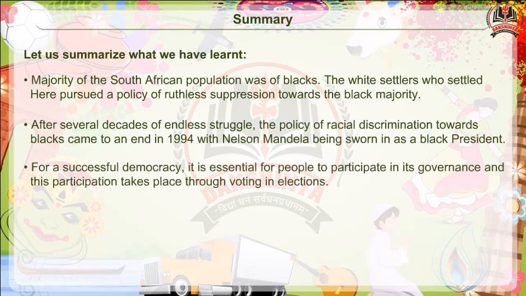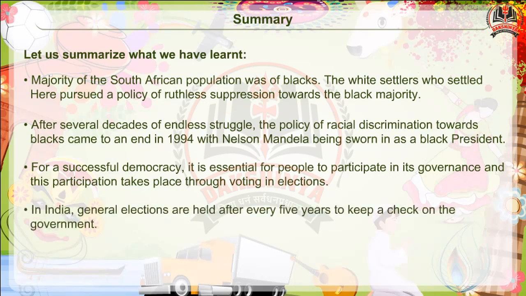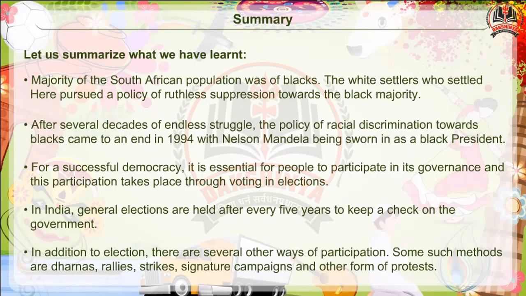For a successful democracy, it is essential for people to participate in its governance, and this participation takes place through voting in elections. In India, general elections are held after every 5 years to keep a check on the government. In addition to the election, there are several other ways of participation. Some such methods are dharnas, rallies, strikes, signature campaigns, and other forms of protests.